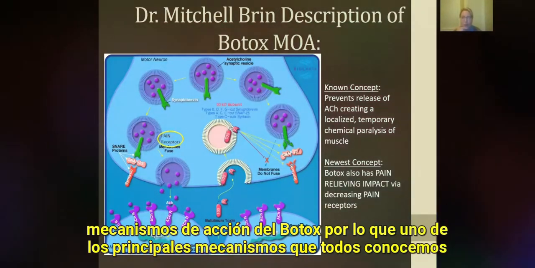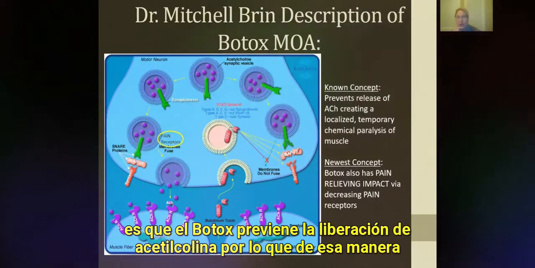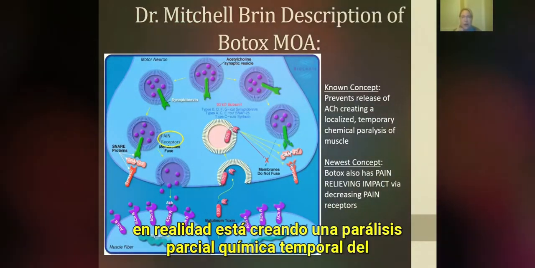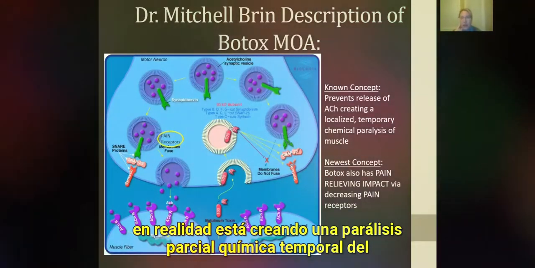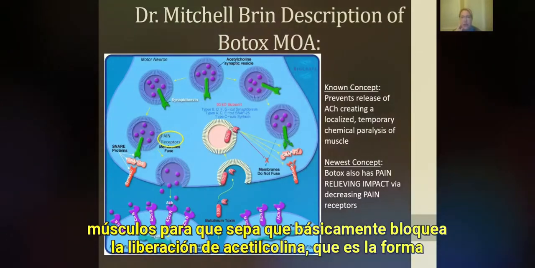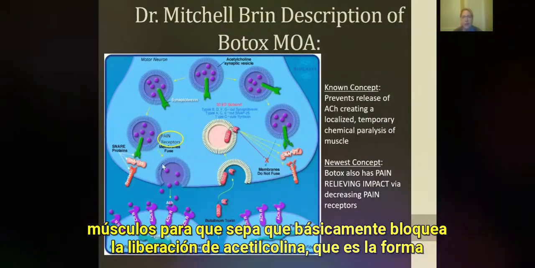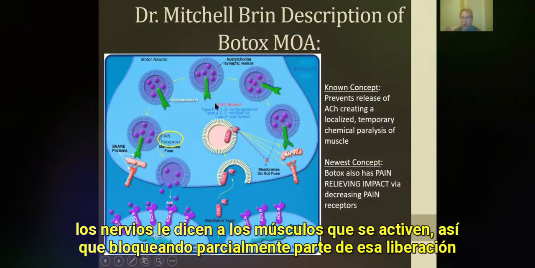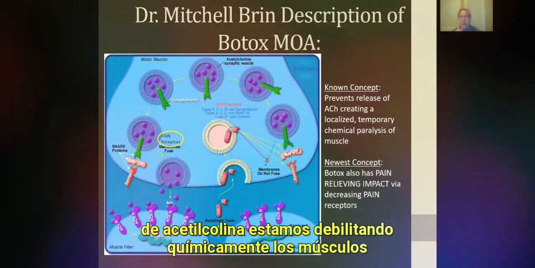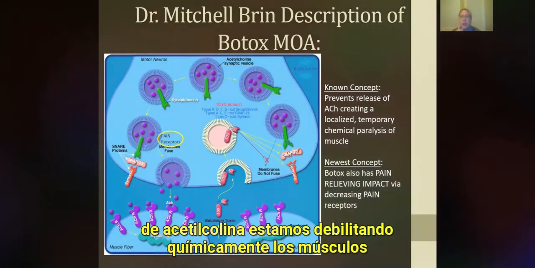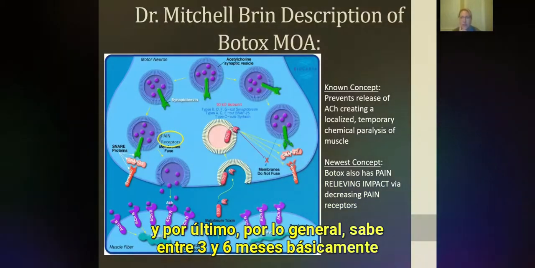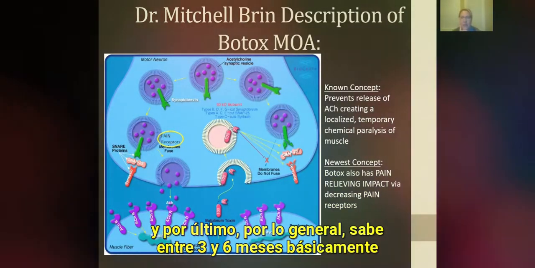So one of the main mechanisms that we all know about is that the Botox prevents release of acetylcholine. So in that way, it is creating a temporary chemical partial paralysis of the muscles. It basically blocks release of acetylcholine, which is how nerves tell muscles to fire. So by partially blocking some of that release, we are chemically weakening the muscles. And it lasts for typically anywhere from 3 to 6 months.